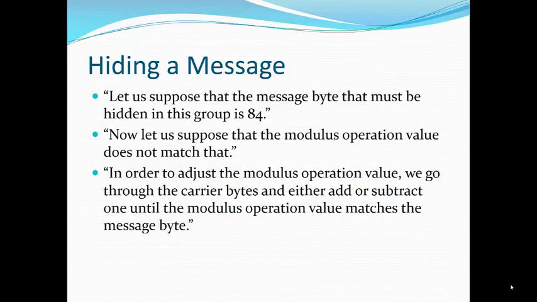So let's suppose that the message byte that must be hidden in this group is 84. Now let's suppose that the modulus operation value does not match that. In order to adjust the modulus operation value, we go through the carrier bytes and either add or subtract 1 until the modulus operation value matches the message byte.